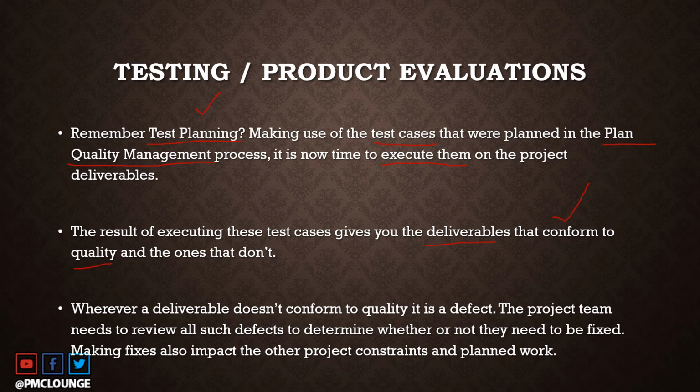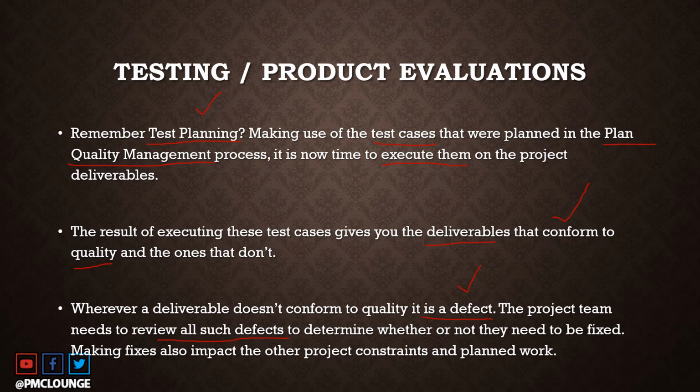Now, let's say there are certain deliverables that don't conform to the quality that you want to achieve, then that is where you are going to file a defect or a bug. Because if there is a deliverable which does not conform to the quality that you had designed your test cases around, you now have bugs to fix, you now have defects that you need to fix.